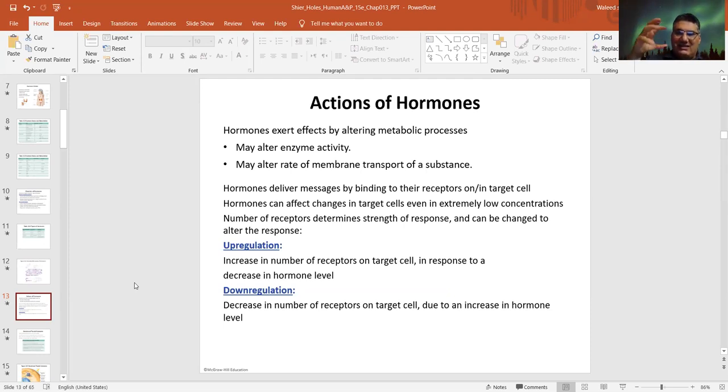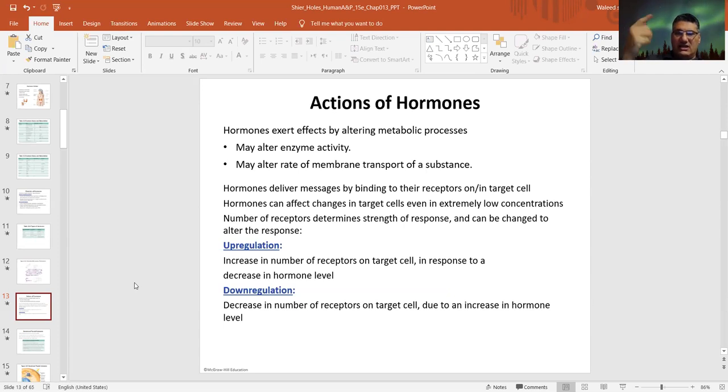So what exactly is the effect on the target cells? Whether you're steroid or non-steroid, you go to the cells and tell them what you need to tell them, whether you enter in and tell them or you stay outside and tell them. In both cases, you're telling the cells what to do. What are the cells going to do? Number one, you're going to change the activity of the enzymes. This is one of the actions.